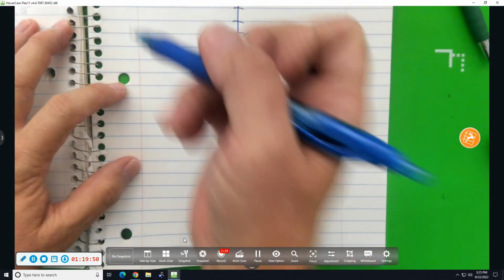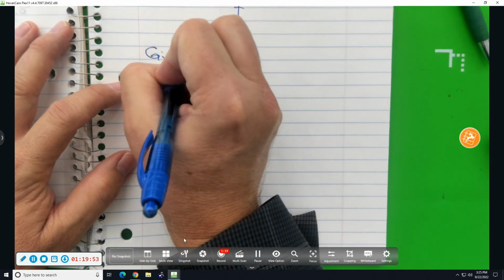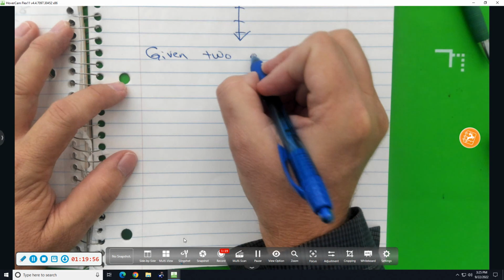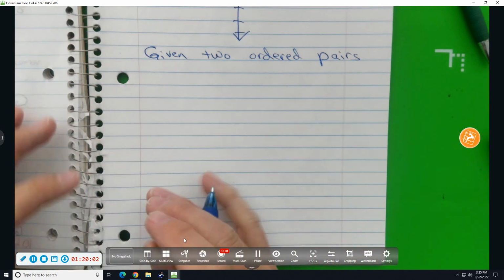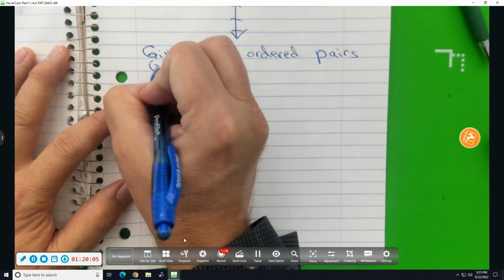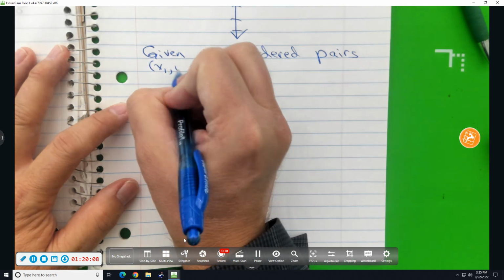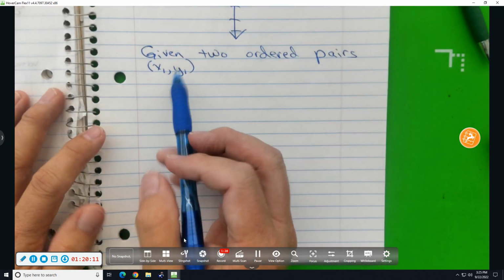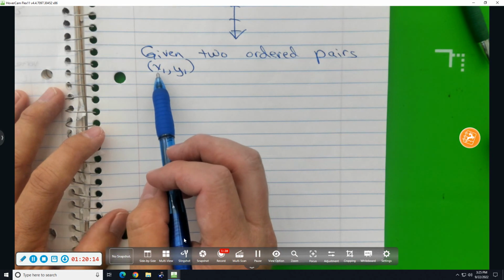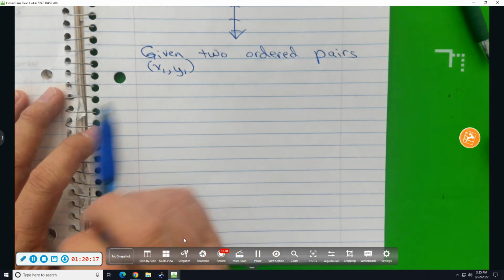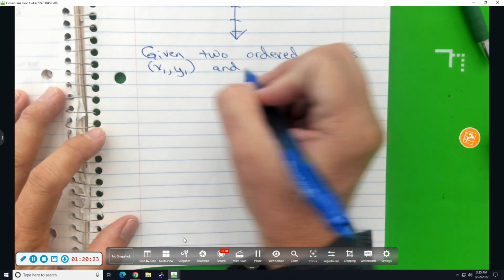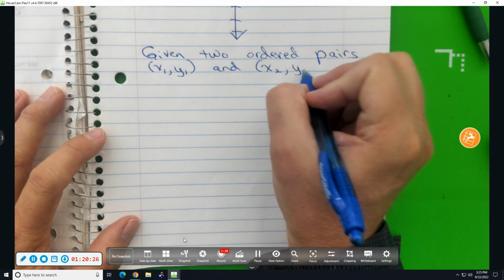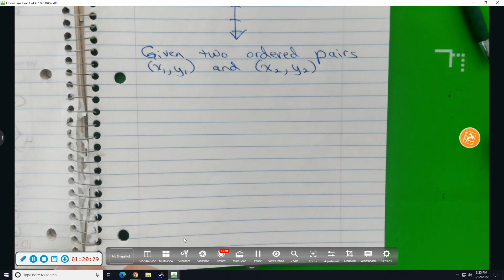So, given two ordered pairs, and to denote these two ordered pairs, I'm going to label x subscript 1, comma, y subscript 1. I can read that as x sub 1, y sub 1. Out of laziness, I usually just say x1, y1, and x2, y2. We have two formulas now.